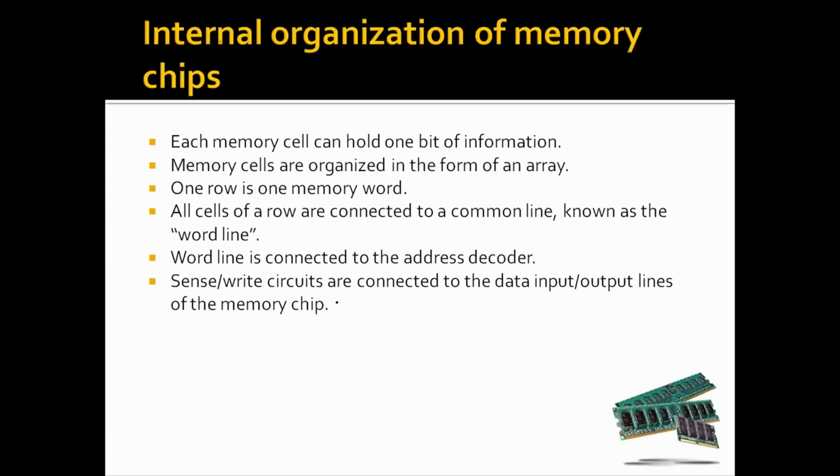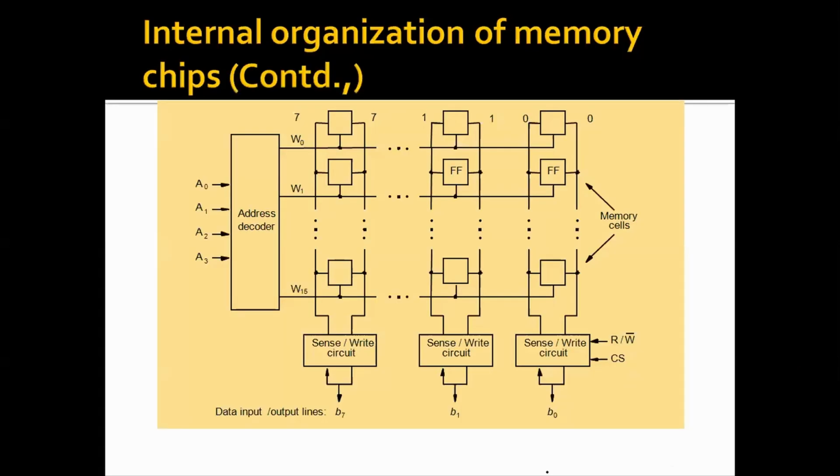So how you'll be having the internal organization of the memory chips. So here, each memory cell can hold one bit of information. Then, memory cells are organized in the form of an array. Next to that, if you see the diagram, you can understand very clearly. So this is the internal organization of the memory, where each memory cell can hold one bit of information.